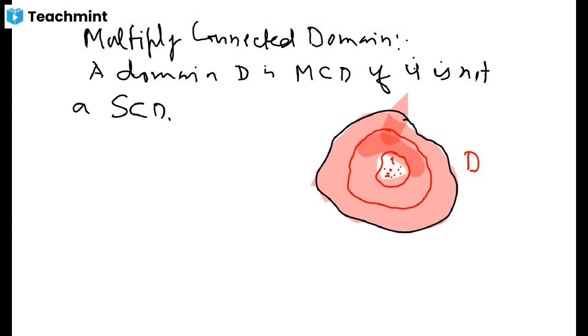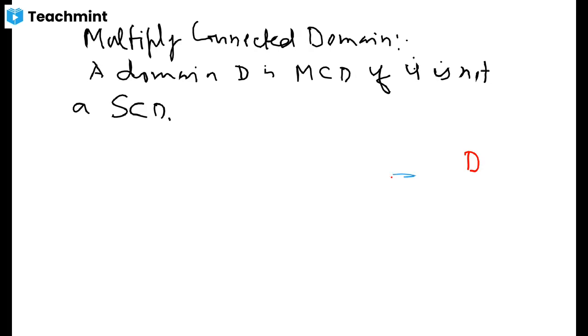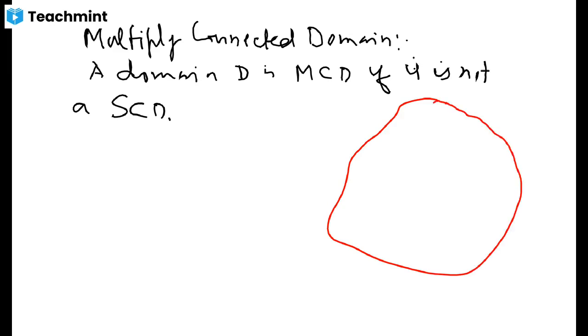Now what we are going to talk about is the Cauchy theorem on such domains, the Cauchy theorem on multiply connected domains. Let me clear this. Okay, so we have this domain. Suppose you have this kind of domain, and now suppose you have to apply the Cauchy theorem.